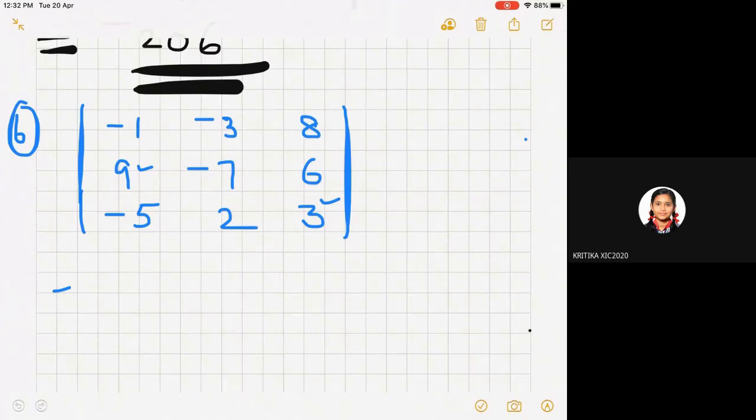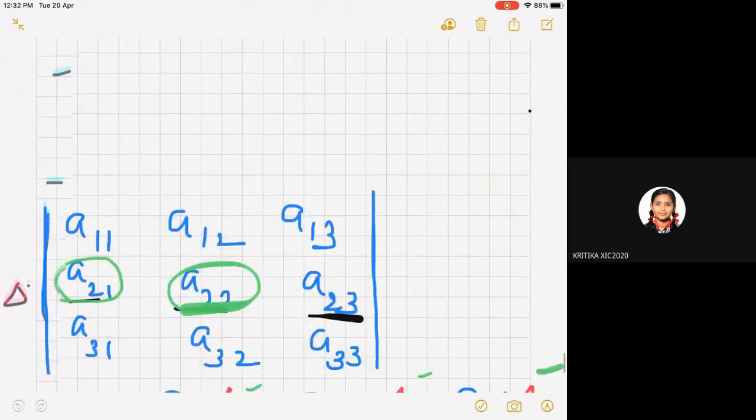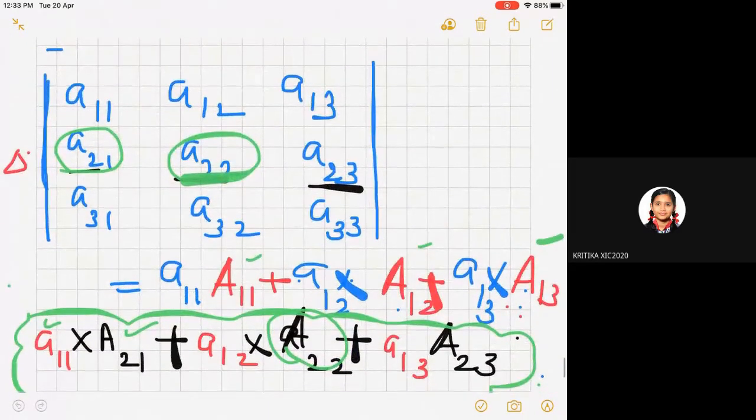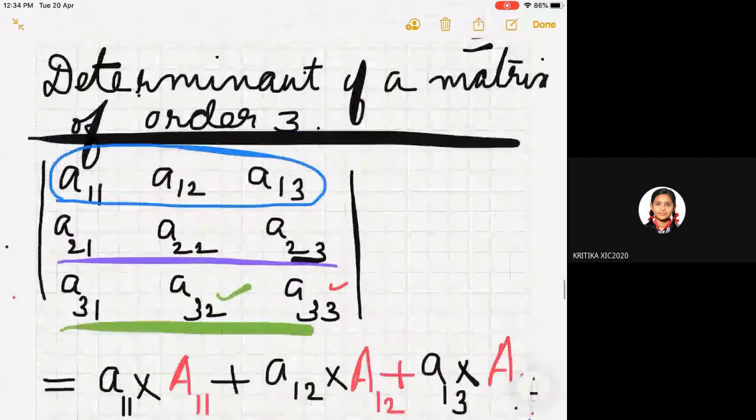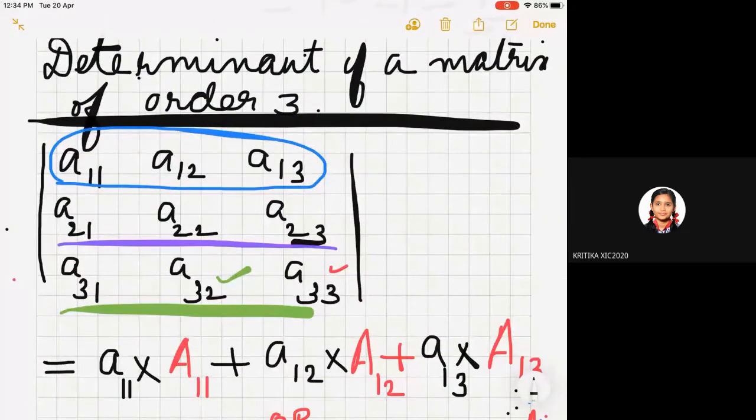You can expand the determinant along any row or any column. And how to expand is by using any row. Suppose I'm using the first row for this particular one, it is the cofactor of A11. Cofactor of A11, which is denoted by capital A11, is minus 1 raised to 1 plus 1 into M11.